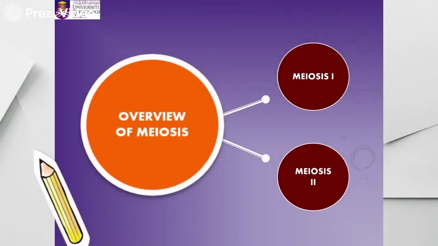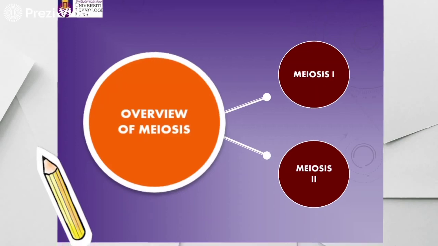There are two stages in meiosis, meiosis 1 and meiosis 2. A cell that divides by meiosis 1 produces 2 daughter cells, and then these 2 daughter cells divide by meiosis 2 to produce 4 daughter cells.